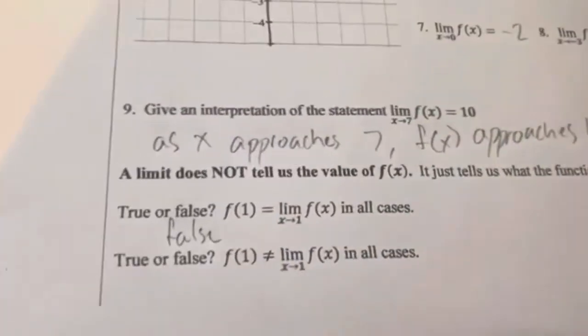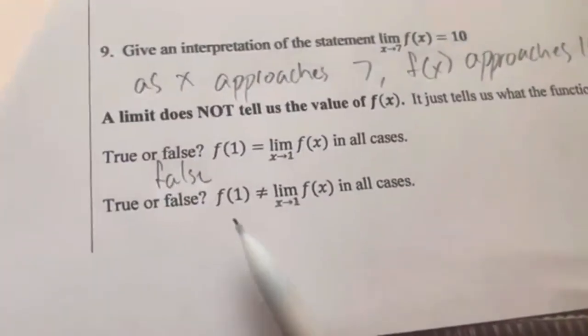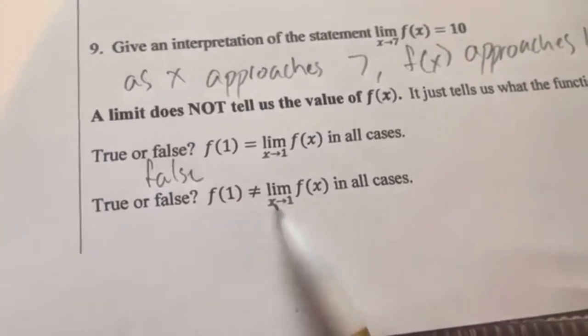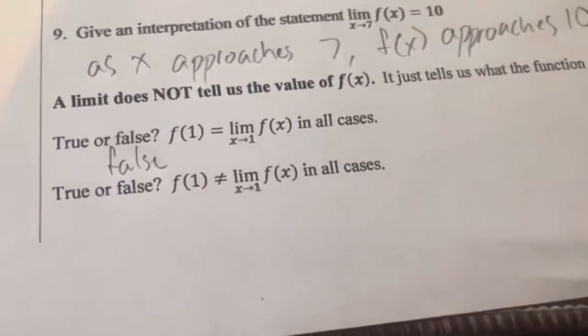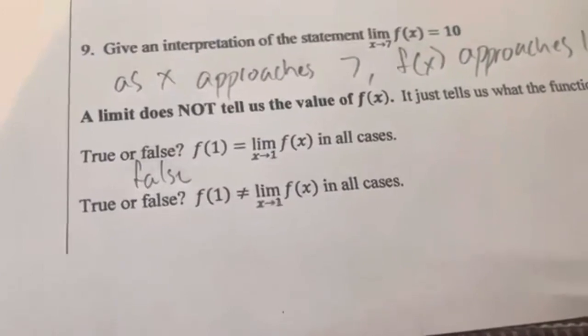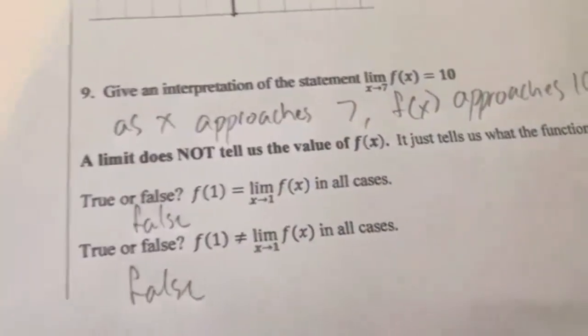Anyways, true or false? F of 1 does not equal the limit as x approaches 1 of f of x in all cases. Also false, because it can equal the same thing.